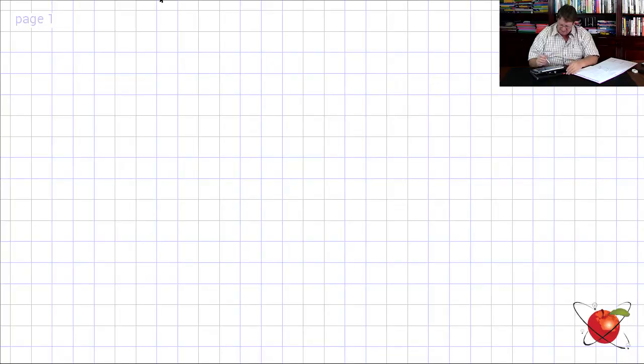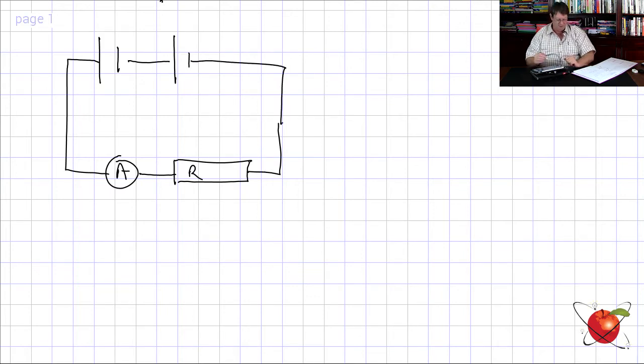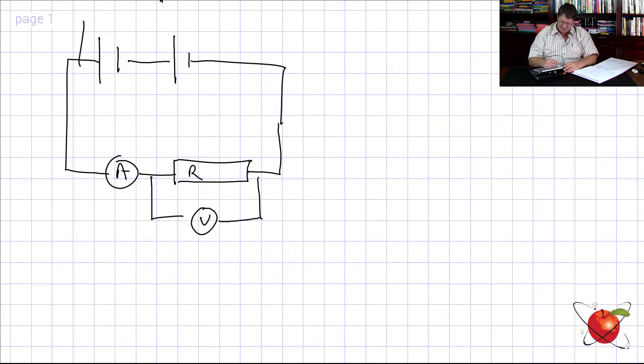I mean, in essence, this. One source of voltage, okay, one resistor, and that, okay? And I'm going to put a voltmeter over here, and I'm going to put a voltmeter over there, like that.